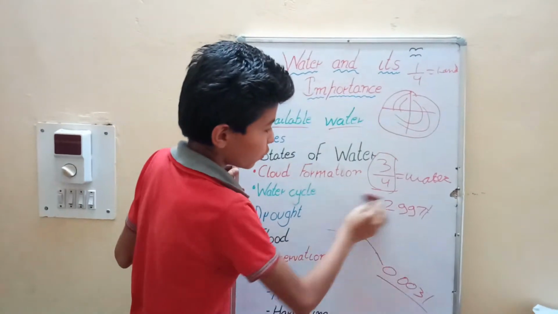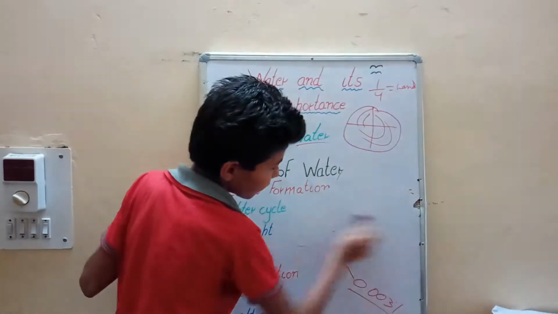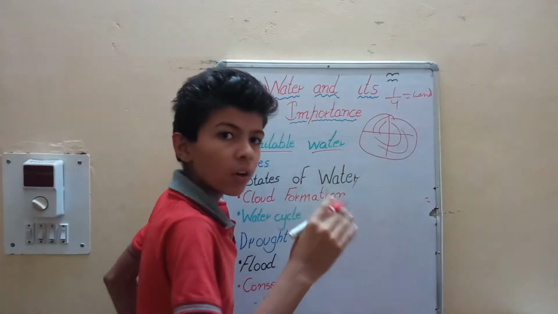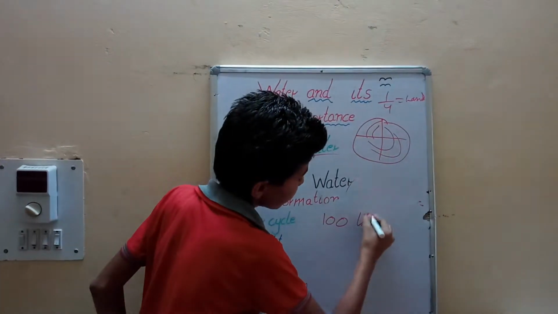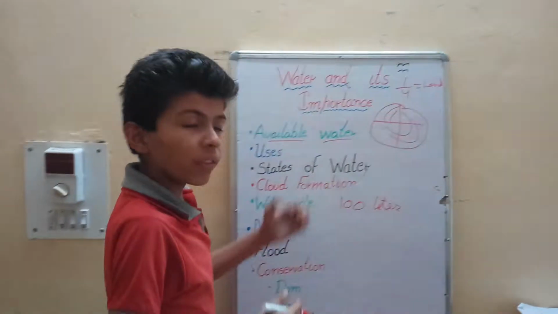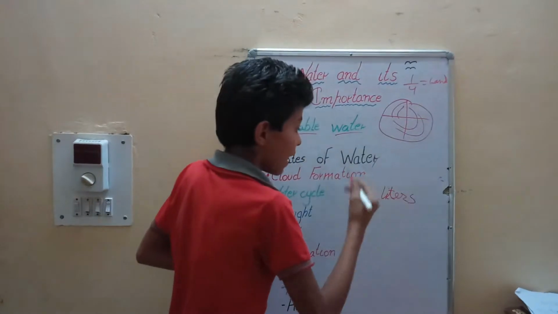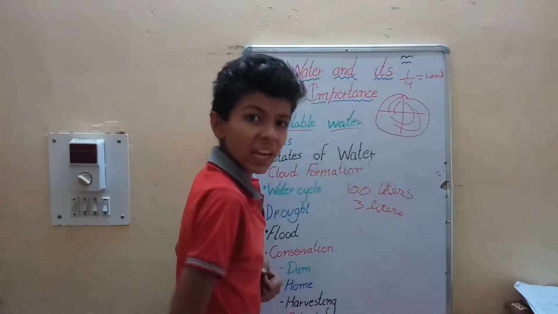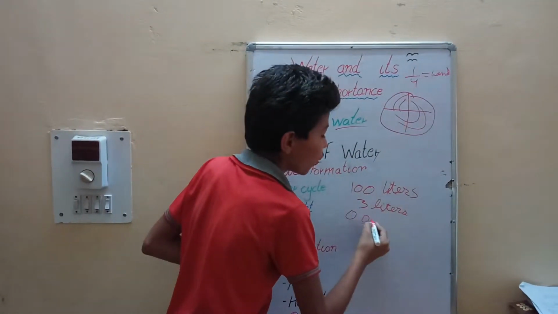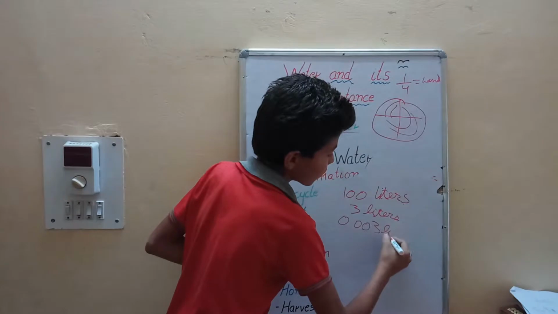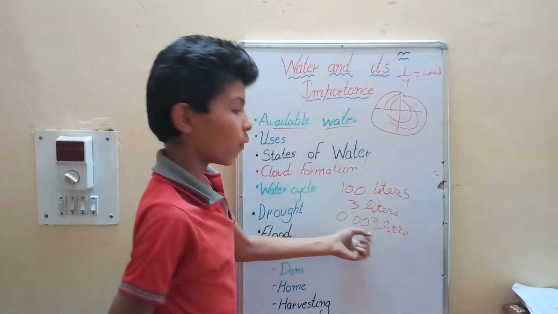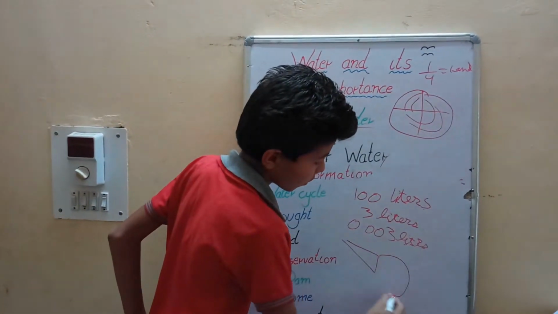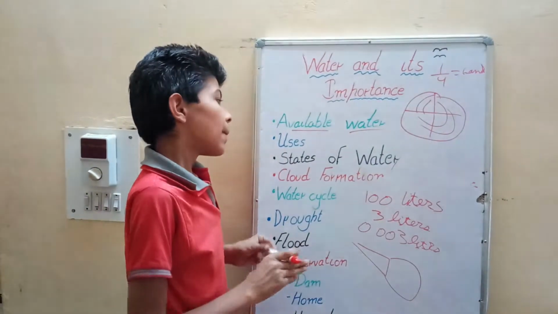I give an example to make this clear. If we have 100 liters, the total water available on the earth, then about 3 liters is the fresh water, and 0.003 liter is the water available for human use, which is only a teaspoon.